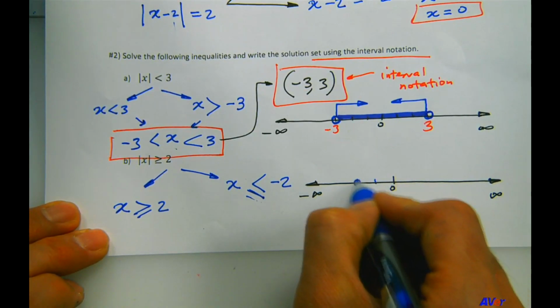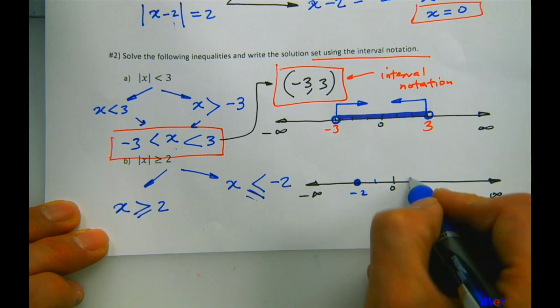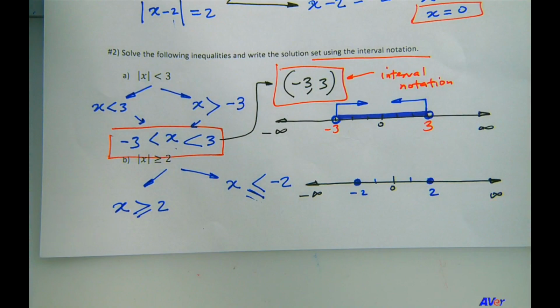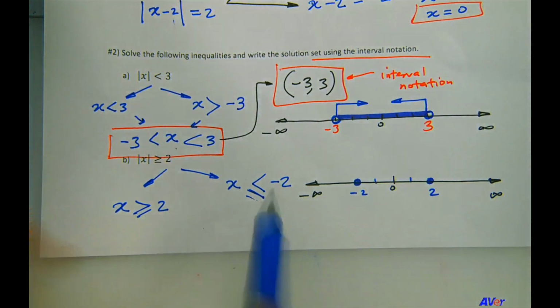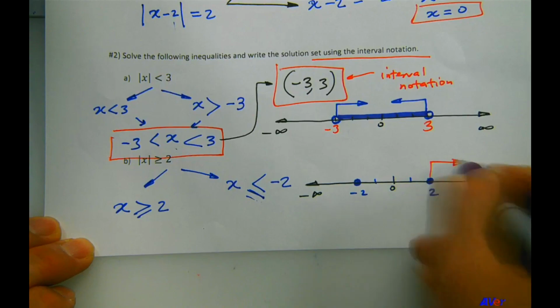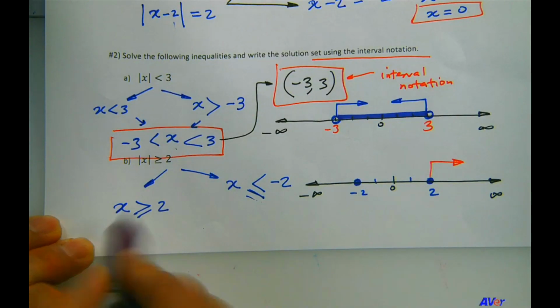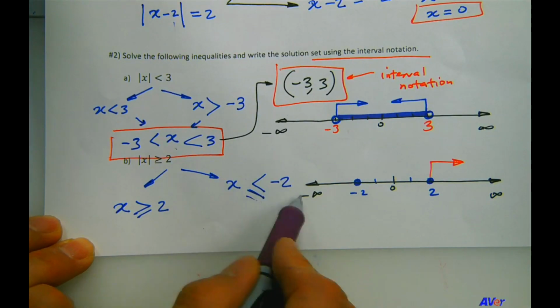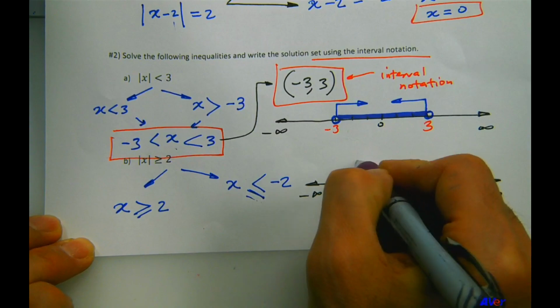-2, that's -2, suppose, and this is 2. Okay, so this solution says x must be greater than or equal to 2. That means go this way. Right? X greater than or equal to 2 is that. This one says no, x has to be less than or equal to -2. So this says go this way.